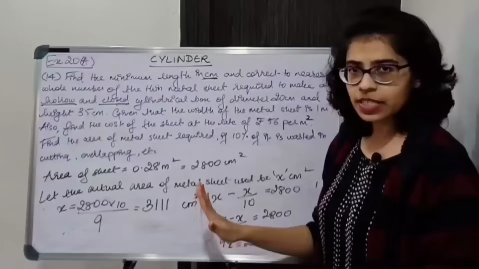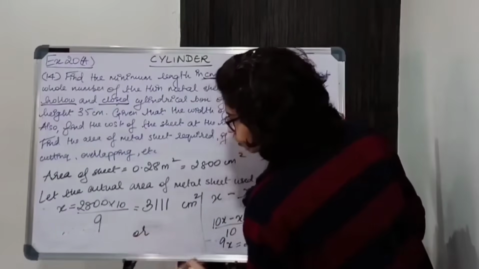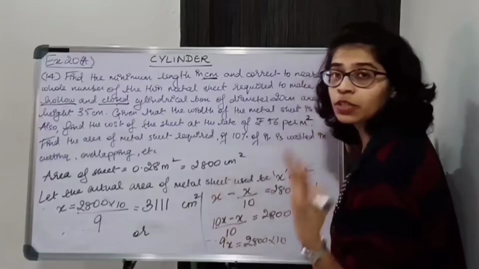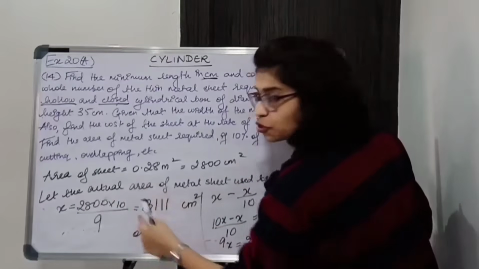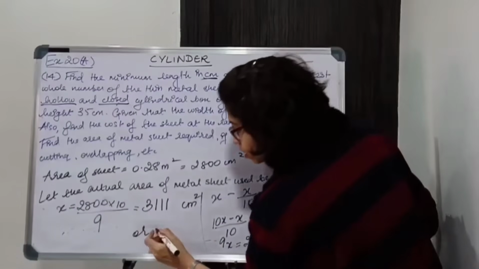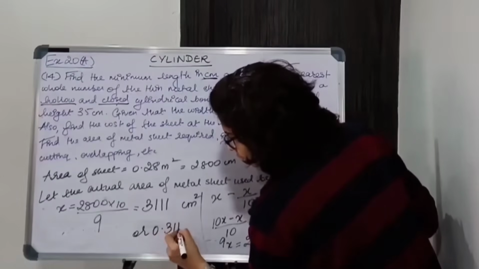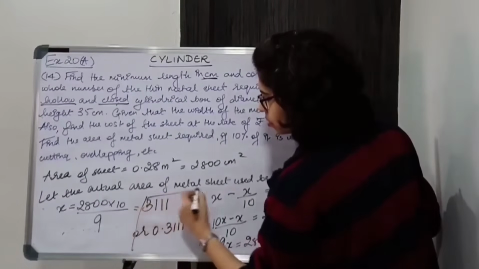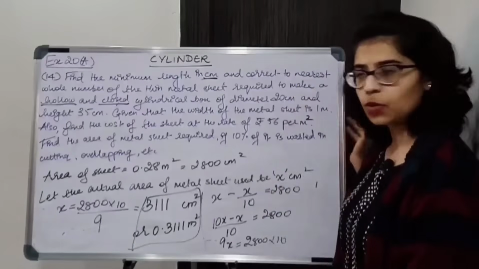Now you can keep this in centimeter square or you can write down that इसको meter square में किया तो divide by 10,000. Divide by 10,000 मतलब 4 zeros होगा. So it will shift 4 places to the left. So it will become 0.3111 meter square. So you can keep it like this or in meter square. Okay.